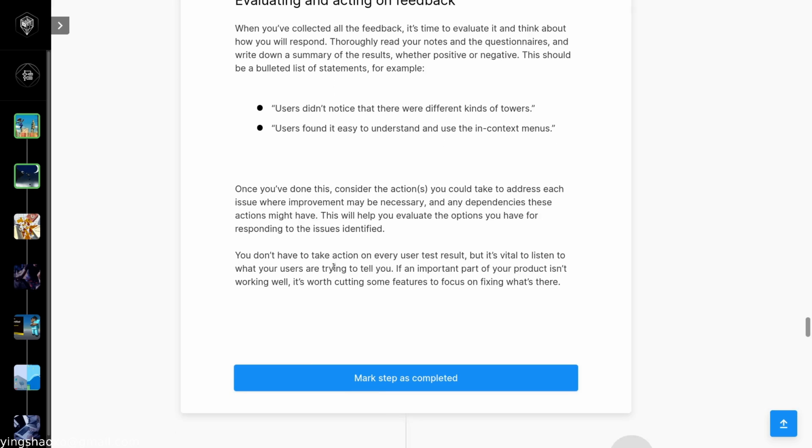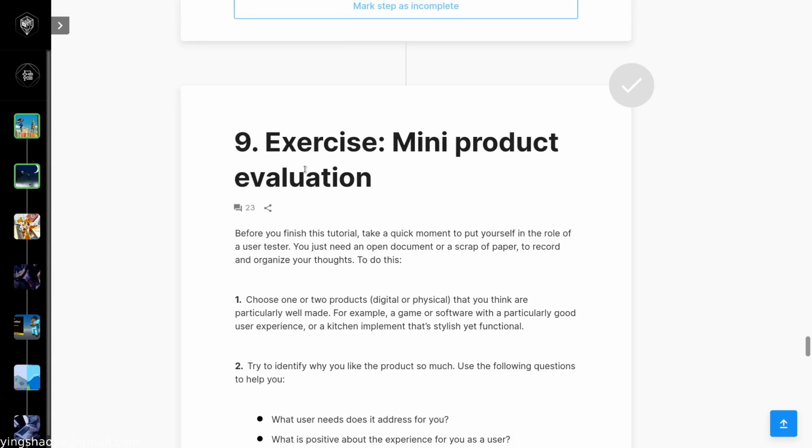So you don't have to take action on every user test result, but it's vital to listen to what your users are trying to tell you. If an important part of your product isn't working well, it's worth cutting some features to focus on fixing what's there. Exercises. Mini product evaluation.